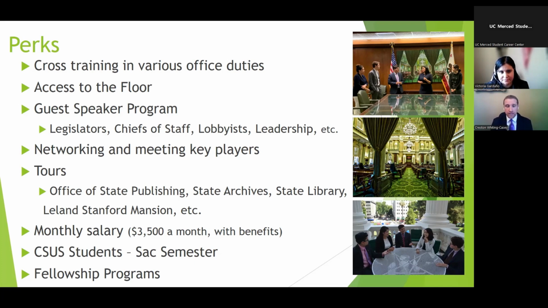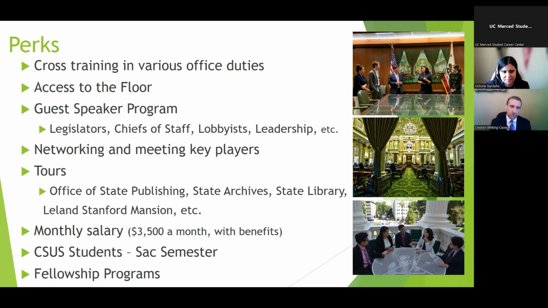As Victoria highlighted earlier in the presentation, that is a very unique experience. The only people allowed on the floor during floor session are the sergeants, the LDC staff, of course, the members, and then our office staff. So as an intern, you have access to the floor. Not even the chief of staff of the speaker has access to the floor. So that's how important it is.